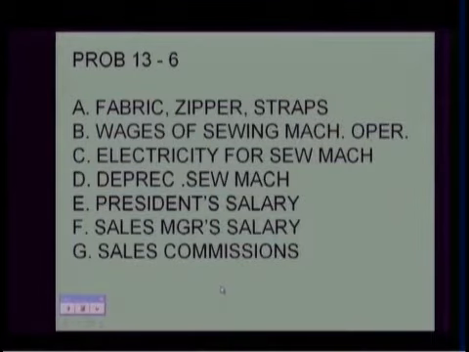Variable manufacturing would be such things as electricity for the machines. The more you sew, the more electricity you're going to use. Fixed overhead would be your depreciation on your sewing machines. Fixed administrative expense would probably be the president's salary, the PR person's salary, the president's secretary's salary. Those would all be fixed administrative expenses.